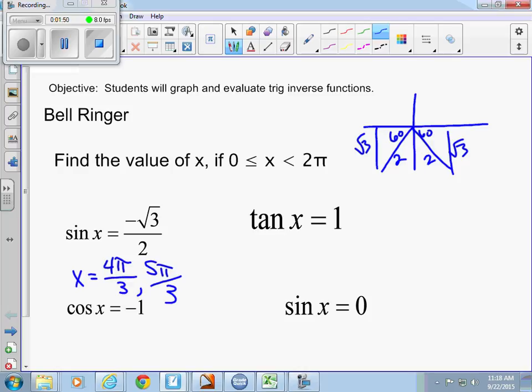Oh, when I said from 0 to 2 pi, so 0 to 2 pi is where we're looking. And it does say including 0, but not including 2 pi. Tangent being 1. When is tangent positive? First and third. So I'm looking at the first and third quadrant.